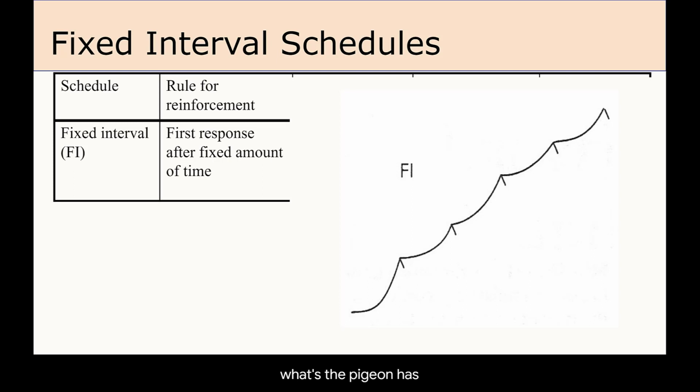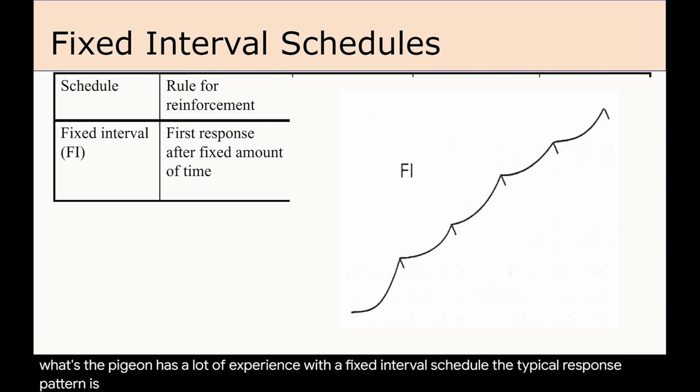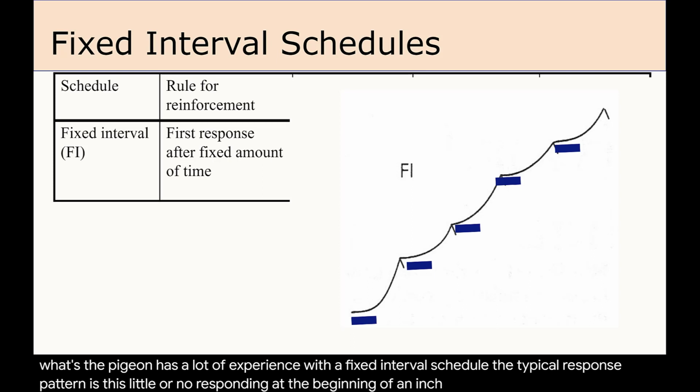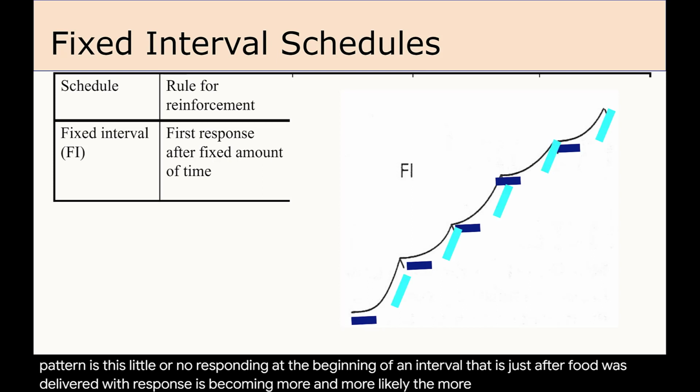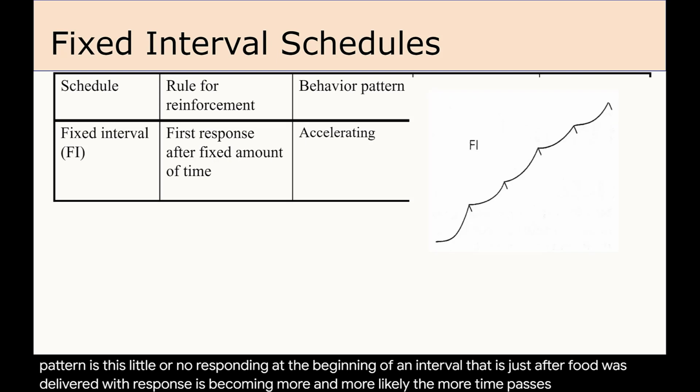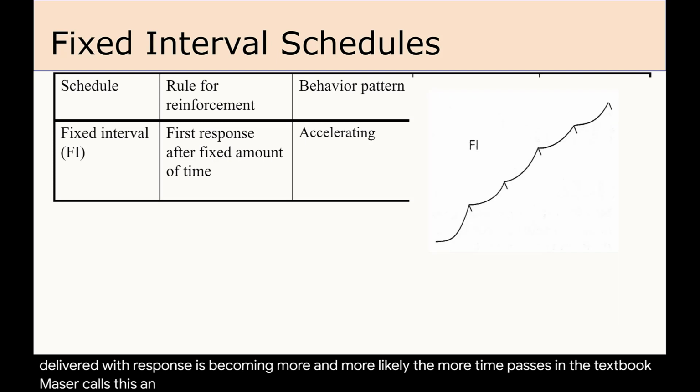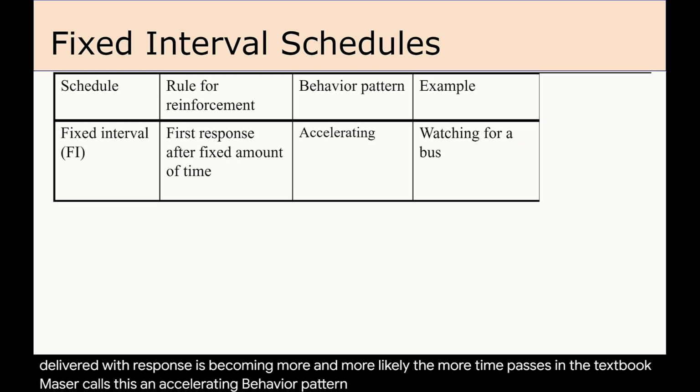Once a pigeon has a lot of experience with a fixed interval schedule, the typical response pattern is this. Little or no responding at the beginning of an interval, that is just after food was delivered, with responses becoming more and more likely the more time passes. In the textbook, Mazur calls this an accelerating behavior pattern.